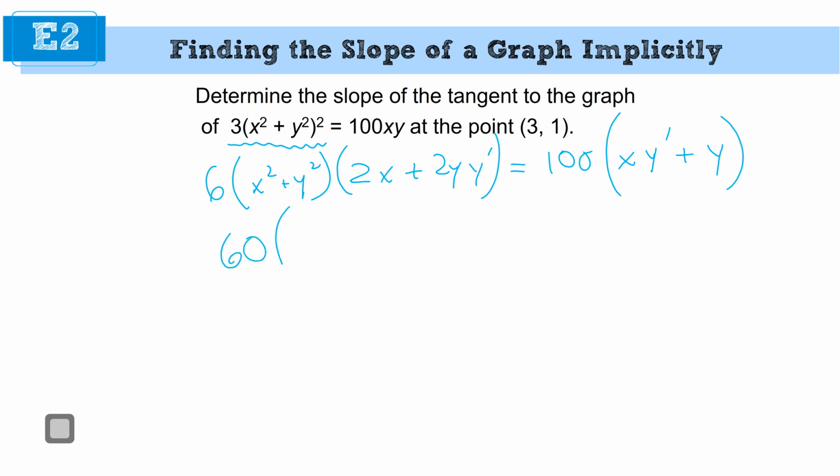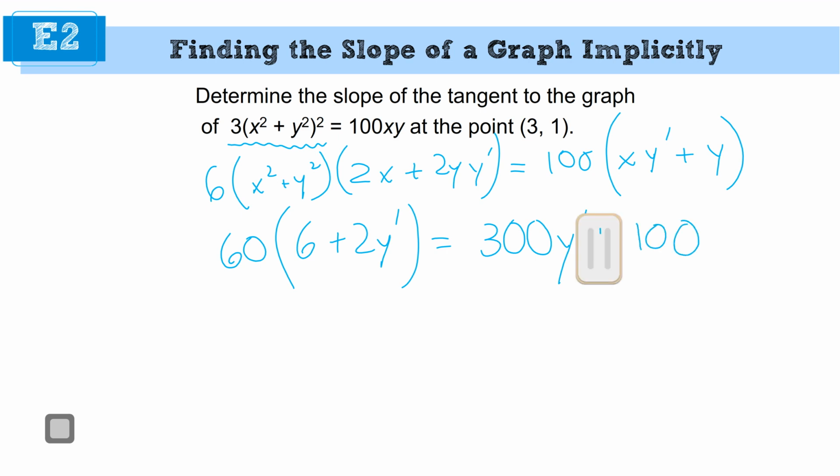60 times 6 plus 2y prime equals what? 300y prime plus a hundo. Where do you get the 6? 6 times 10. Why? 3 squared plus 1 squared.